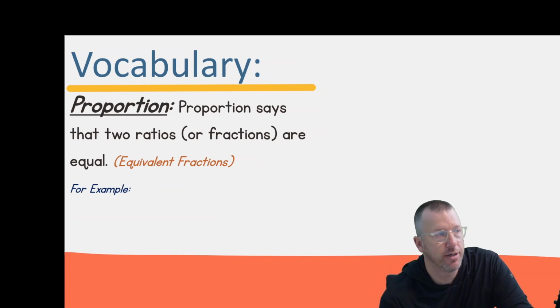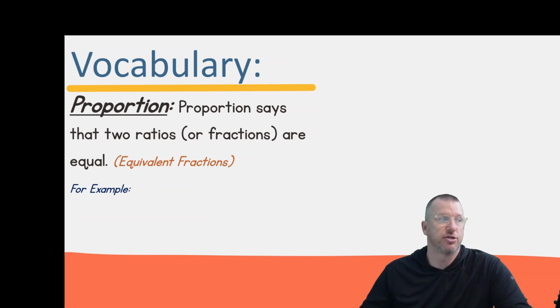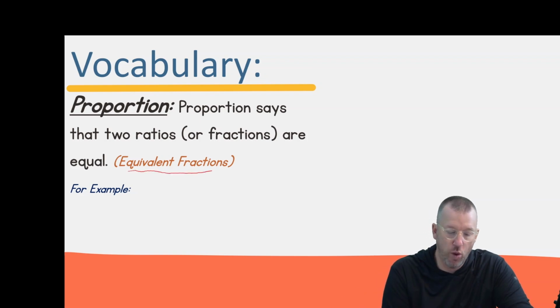Proportion. This is very important as you head into the next layers of your math understanding. Proportion says that two ratios, which can be written as fractions, are equal. Okay, so what I want you to think about is equivalent fractions.